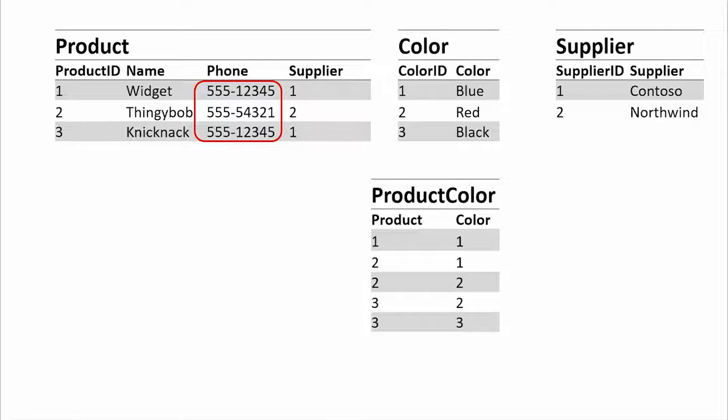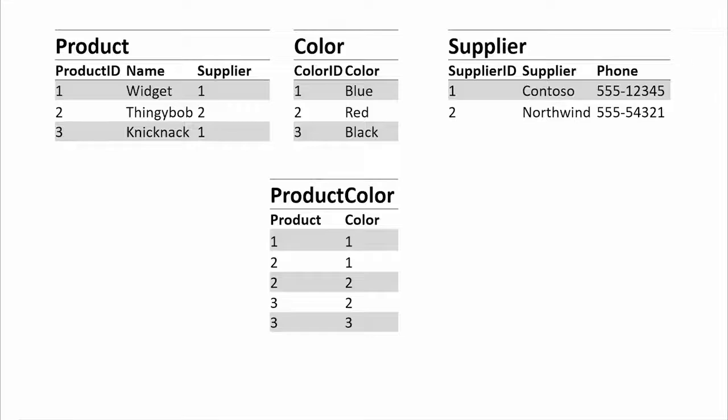That's actually something to do with the supplier. Right. So we have this concept of making sure that all of the columns in a table depend on the primary key for that table. They all depend on what that table is about. So in this case, products don't have phone numbers. Really, that whole column should be moved across to the supplier table because suppliers have phone numbers.